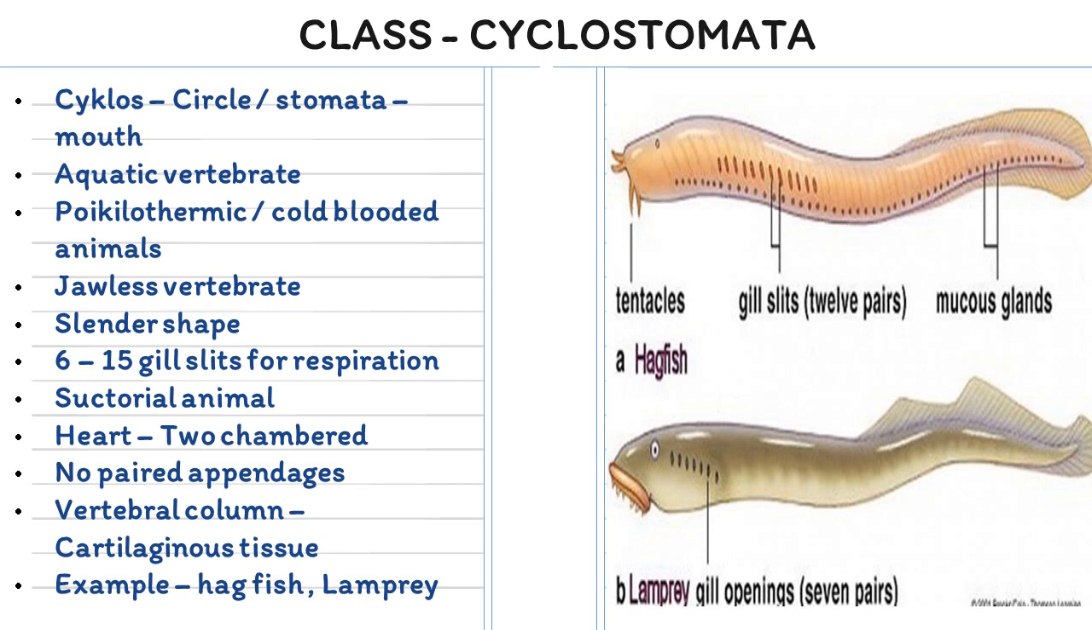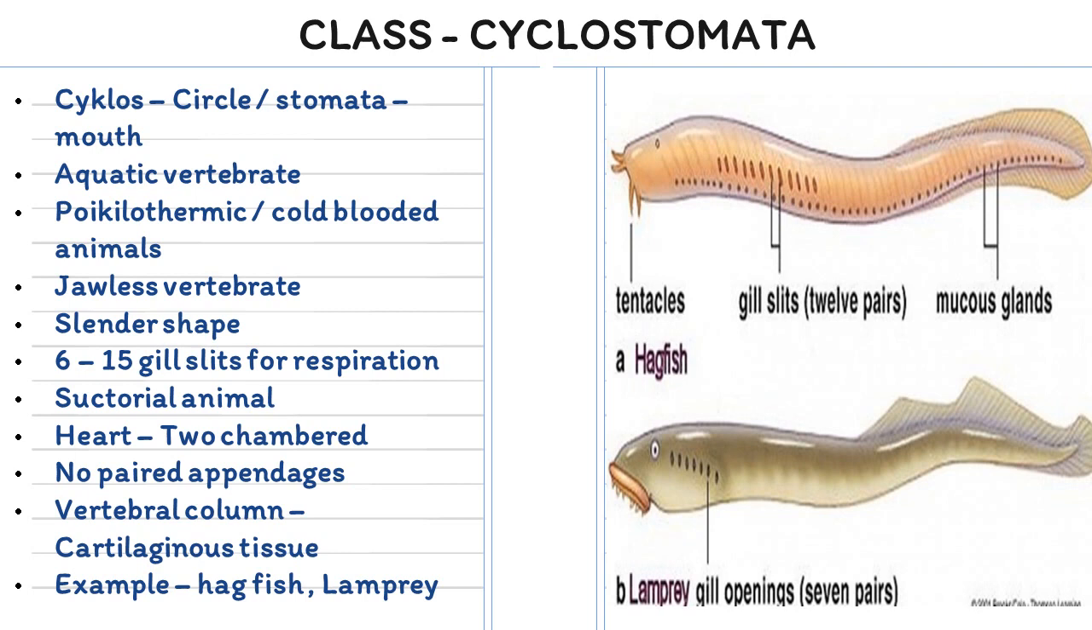There is no jaw. Can you observe the figure? There are no jaws, right? And the shape also we can watch. It's a slender shape. And next, it consists of 6 to 15 gill slits for respiration. Can you watch the figure? There are gill slits present. Around 6 to 15 gill slits are there for respiration, right? And it is a suctorial animal. What do you mean by suctorial? It used to suck the food.